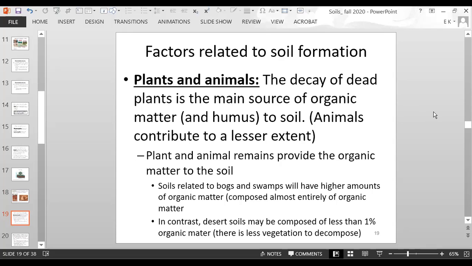Plant and animal remains provide the organic matter to the soil. Soils related to bogs and swamps will have higher amounts of organic matter. Those types of soils are going to be composed mostly of organic matter. In contrast, desert soils may be composed of less than 1% organic matter. And that's mainly because there is less vegetation to decompose.